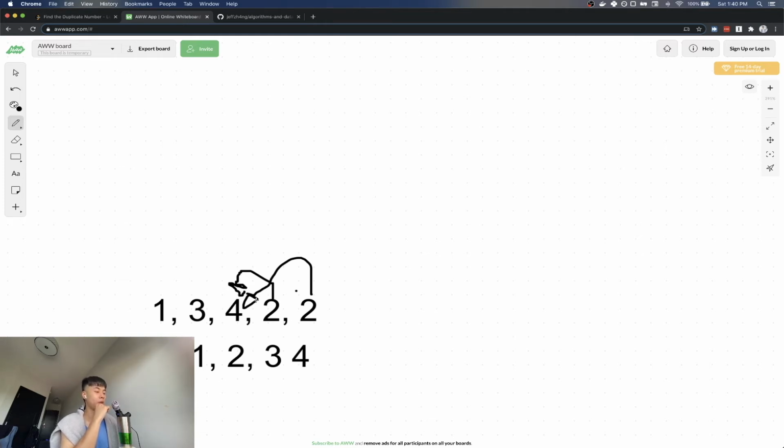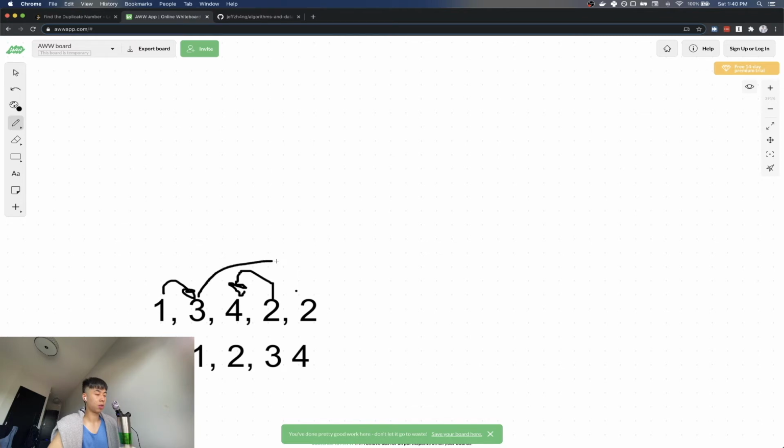1 3 4 2 2. Find the duplicate number. How can we know that at this point we've already visited 4 from the first 2? Because we visit here 1, 3, we visit 0, 1, 2, 3, 4, we go outside of the array, and then 2 we visit 4, and then this 2 visits 4 again, but we've already seen 4.